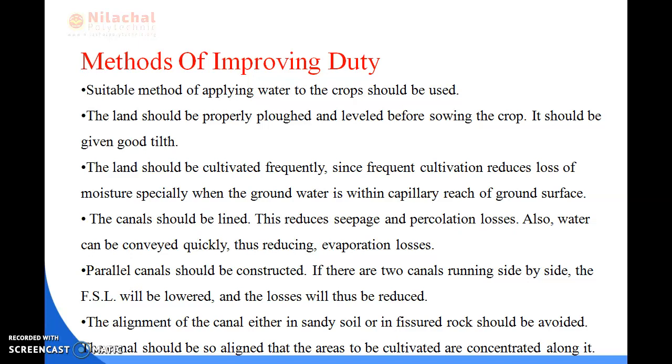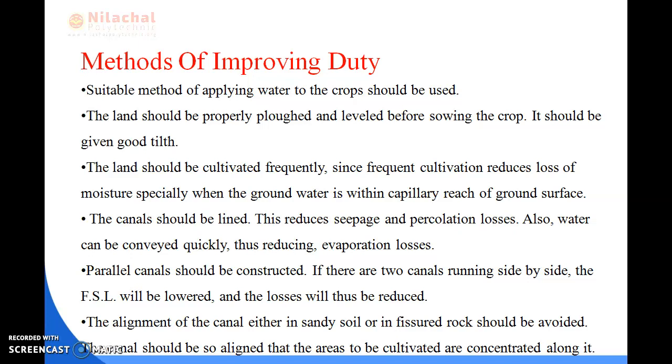So FSL means full supply level. Parallel canals should be constructed. If there are two canals running side by side, then the FSL will be lowered and the water losses will thus be reduced. So FSL means the depth of the water, we can say the depth of the canal, from the hard soil to the depth of the canal, that is known as FSL.